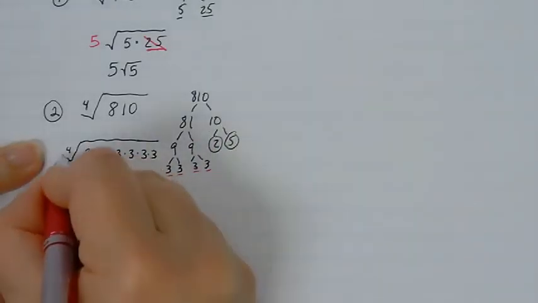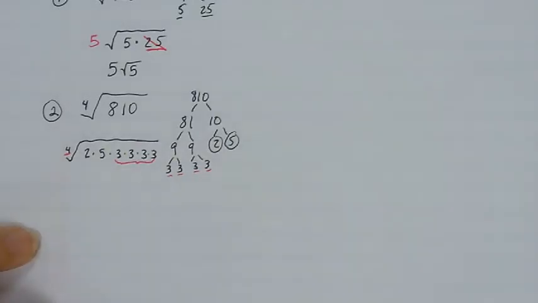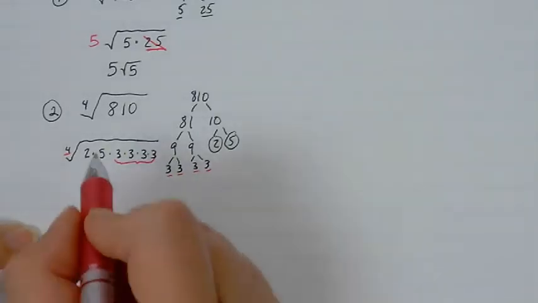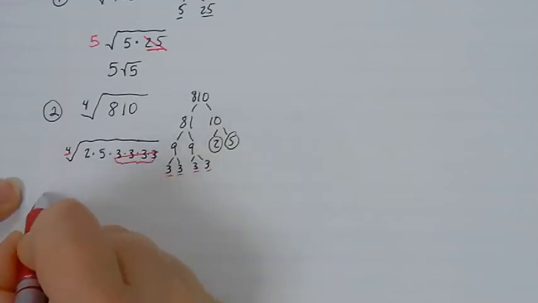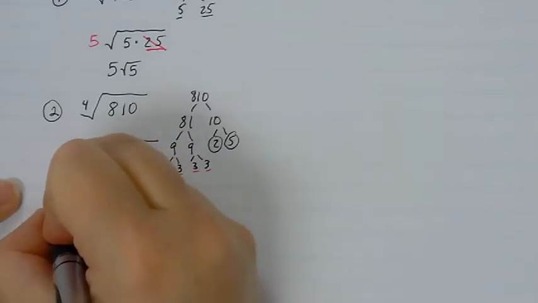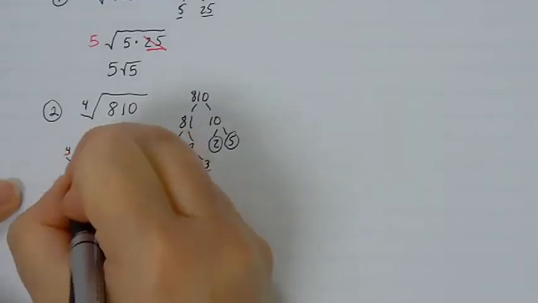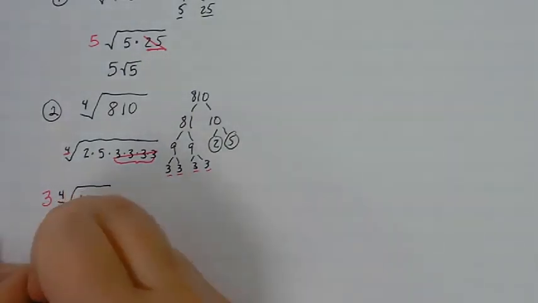So since this is a fourth root, I'm looking for 4 of the same number to bring something out of the radical. So since there's 4 3s, I'm going to cross that off and put one 3 on the outside. And since there's not 4 of anything else under the radical, I'm going to multiply those numbers back together. So my answer would be 3 fourth root of 10. Okay, let's go to the third example.